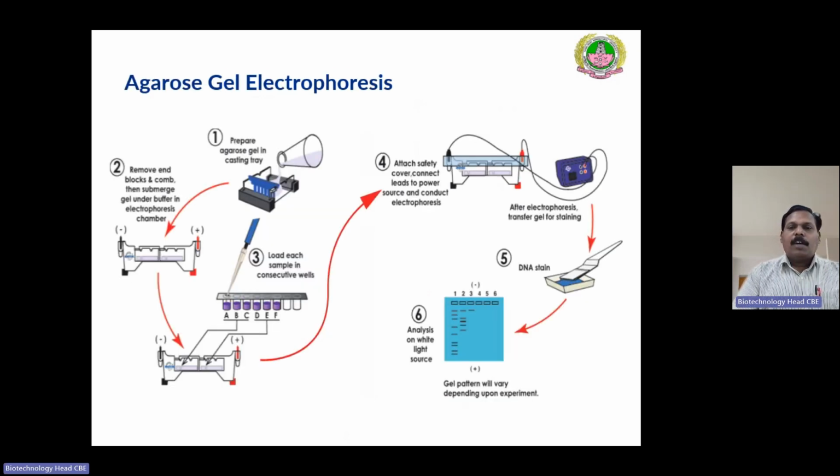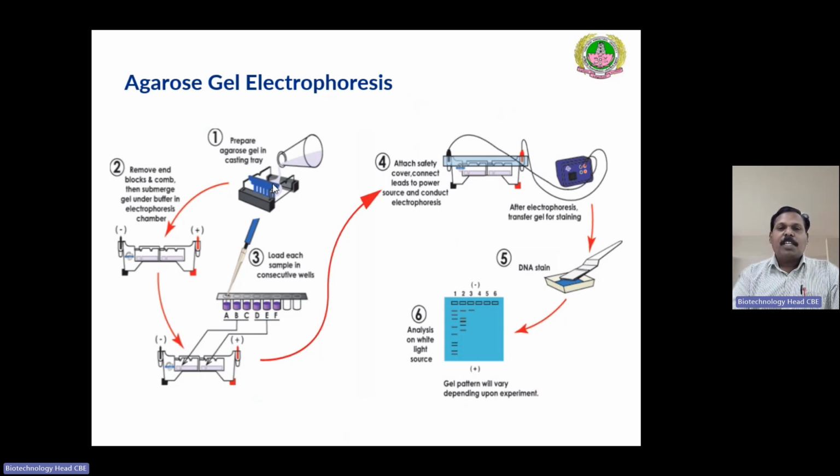Okay, once we have done with the cloning process, we have ligated our insert DNA into a vector system. We can check for the effectiveness of the ligated product, and this can be visualized by using a biochemical technique called agarose gel electrophoresis.